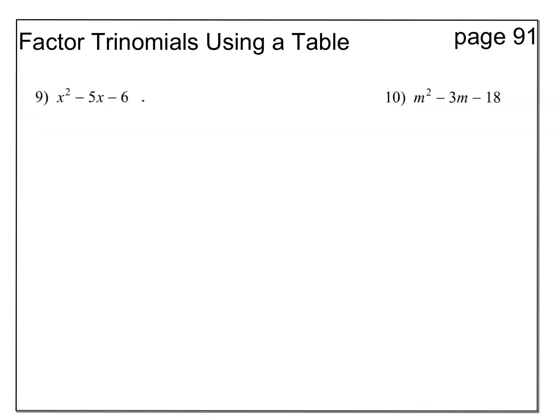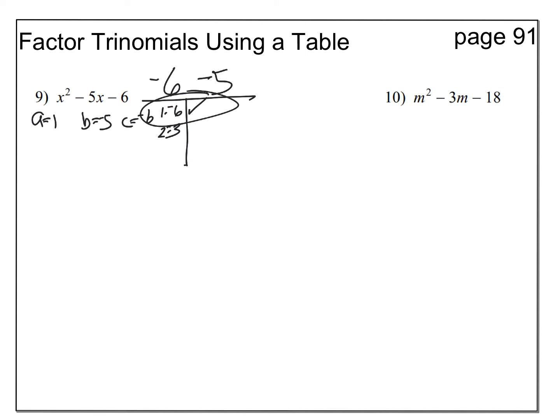We're going to factor these using a table. Let me find my a, b, and c. A is 1, b is negative 5, c is negative 6. Factors of a times c, that'll give me a sum of b. Factors of 6, 1 times 6, 2 times 3. Negative product and negative sum means the bigger number is going to be negative. And 1 plus negative 6 is negative 5. So that's the one I'm going to use. Put my two empty binomials, use your middle variable, positive 1, negative 6.